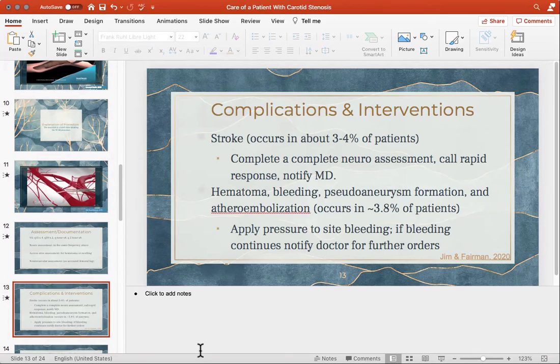Additional complications include hematoma, bleeding, and pseudoaneurysms, and this occurs in about 3.8% of patients. This is more common in the TCAR compared to the endarterectomy. In this case, you would apply pressure to the site that's bleeding. If bleeding continues after pressure has been held, then you would notify the doctor for further instructions.